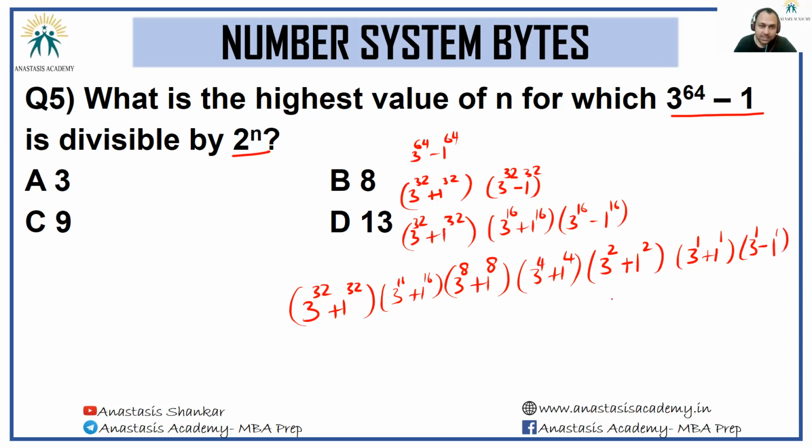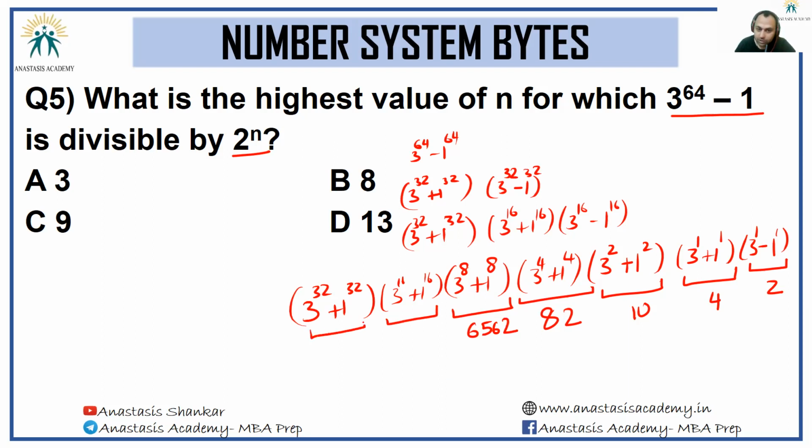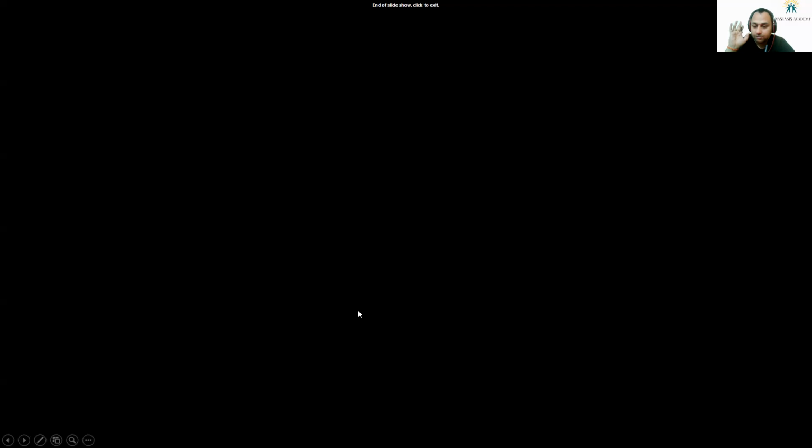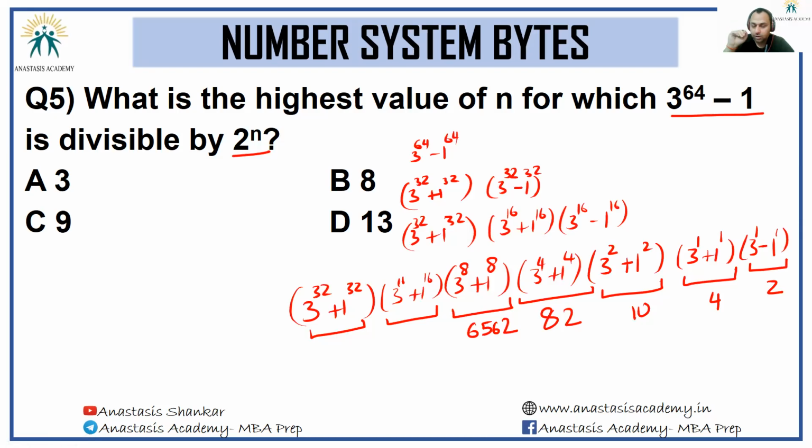Now, for the smaller numbers, it is easier to figure out what is happening here. Can you see here? This is as good as 2. This is 4. This is 10. And I'm also hopeful up until here, you would possibly be able to see 82. Here, maybe you know, maybe you don't know, you'll get 6562. But figuring out these numbers is going to be very, very painful. We don't know how to figure out these numbers.